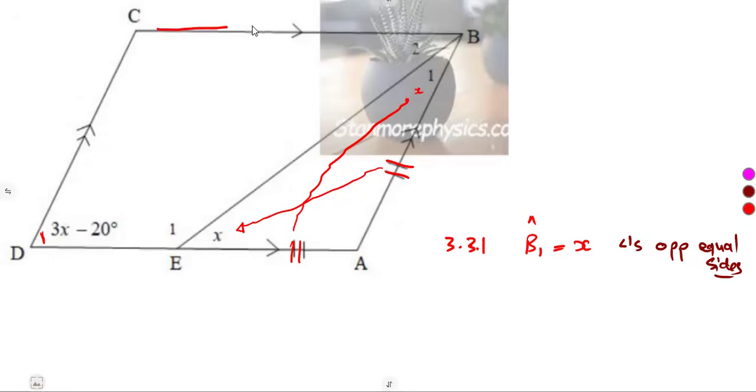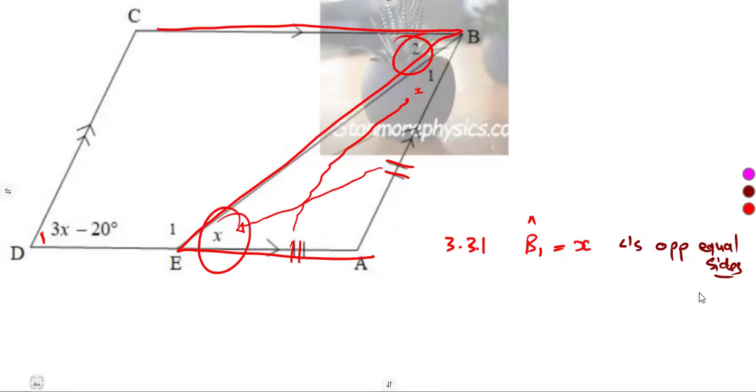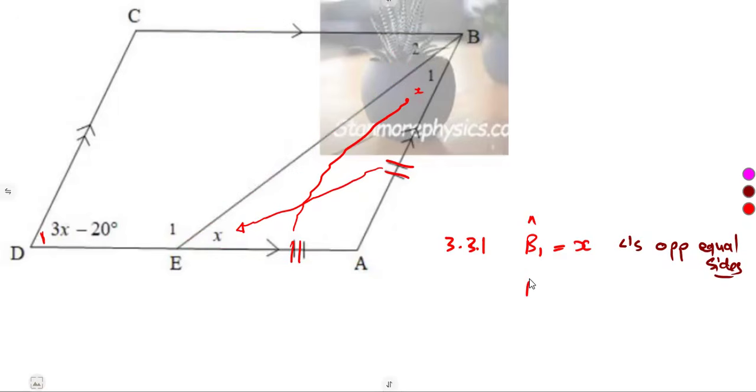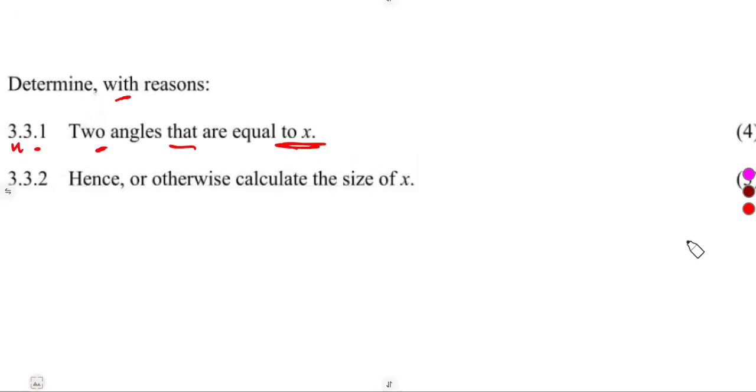B2 is also equal to X. Are we seeing that we are forming a Z, the alternate angles from the parallel lines, since BC is parallel to AD? We are forming a Z there, B2 and that X. So angle B2 is also equal to X. Alternate angles, where we form a Z, they are equal. So those are the two angles that we have which are equivalent to X, okay? If there is any other one, let us know, guys, from the comment section.